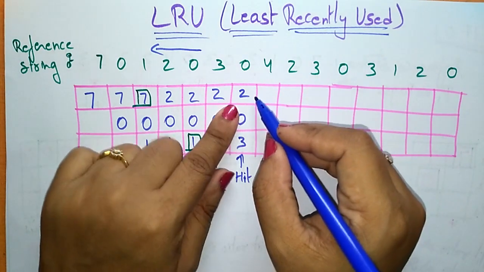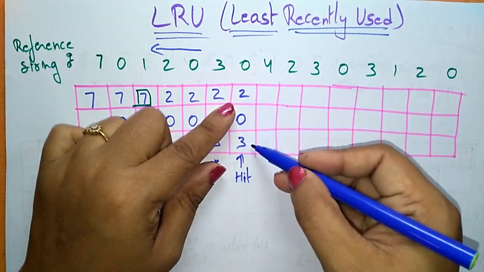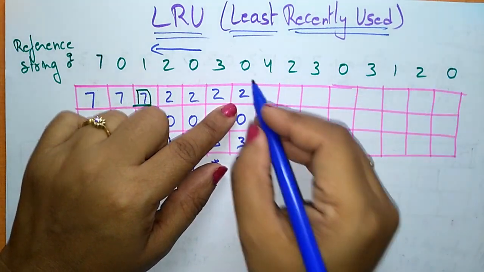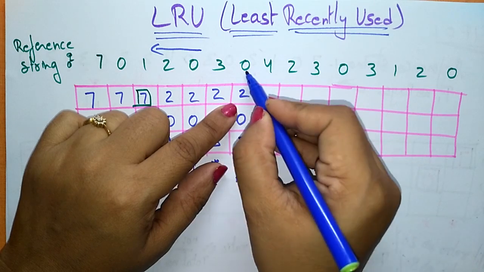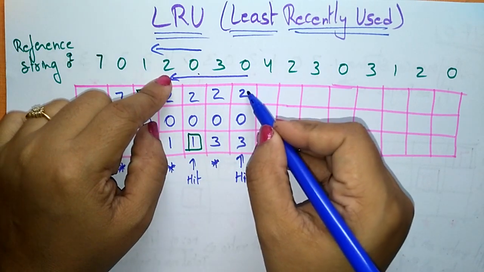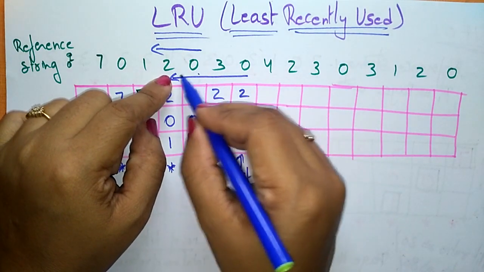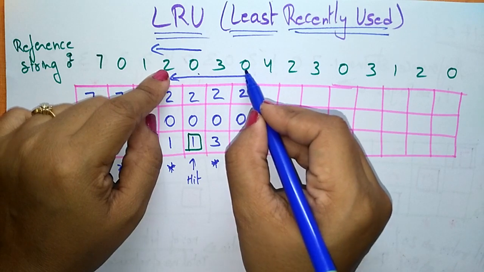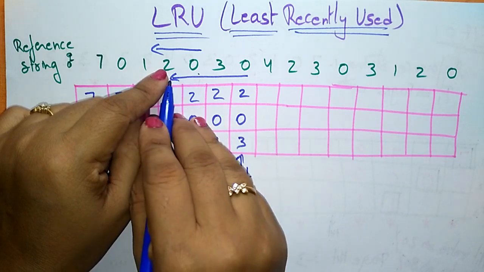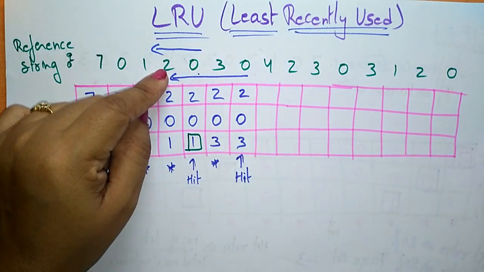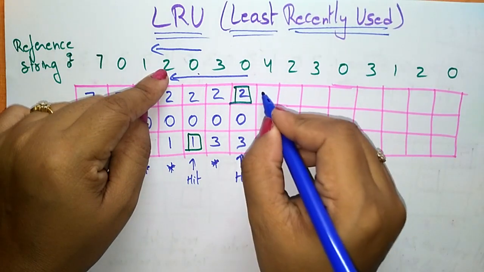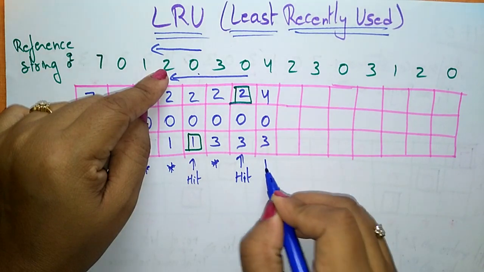So where do I have to place it? Which page has to be replaced? Check the least recently used. From this you have to check the least recently used: 0, 3, 0, 2. So 0 is most recently used, next 3 is most recently used, next 2 is least recently used. So just replace 2. I'm just writing 4, 0, 3. So this is a page fault.